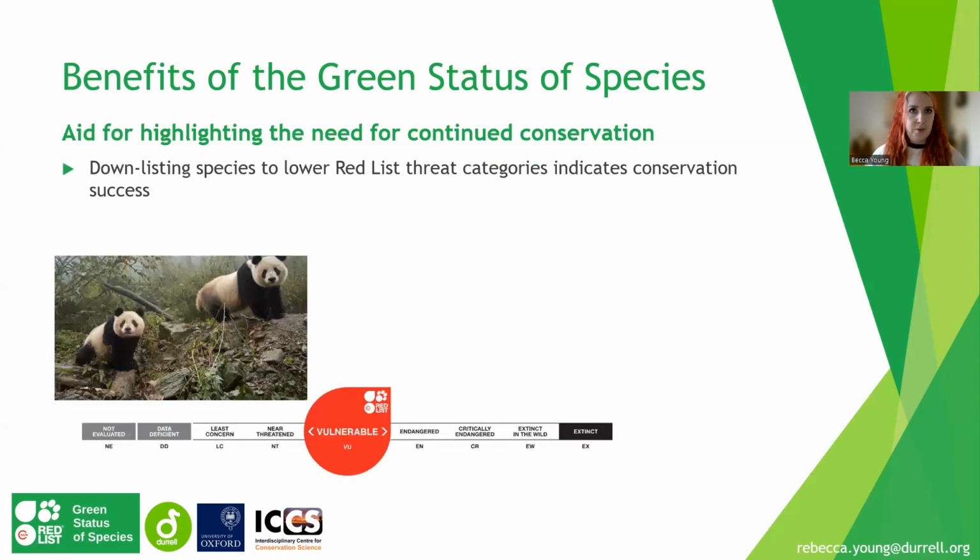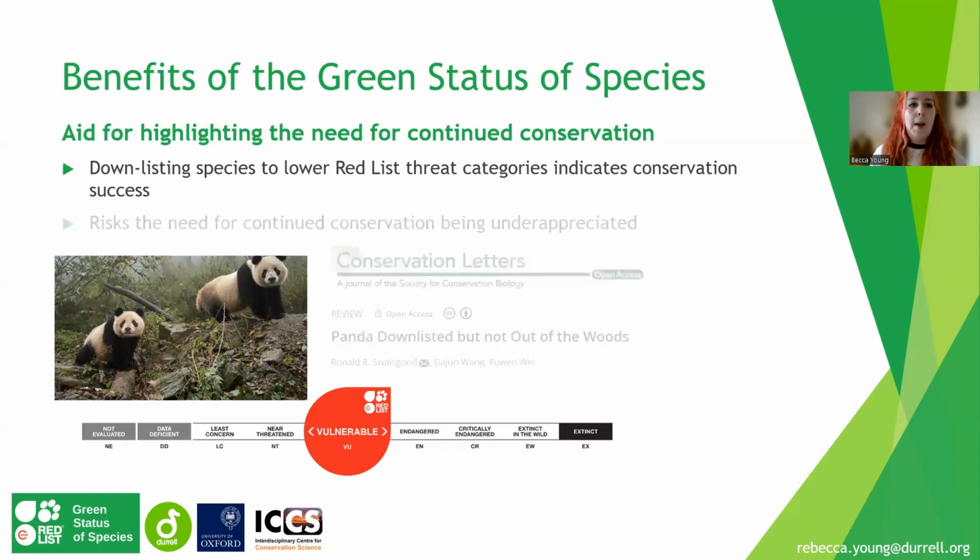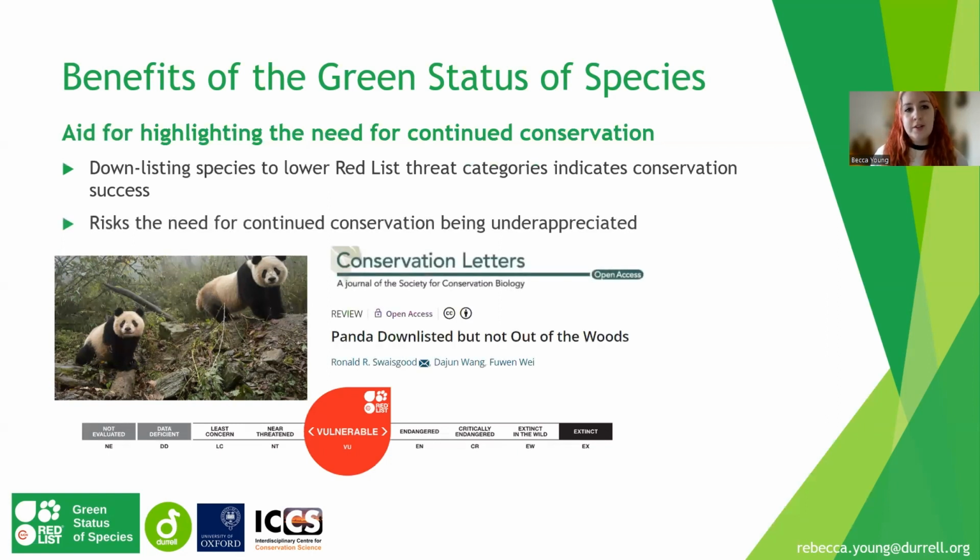So one thing that is really exciting in conservation is when we get to downlist something, when we get to see all of our work paying off. For example, the panda being downlisted to vulnerable. But there is a risk that the need for continued conservation might be unappreciated in this instance. So for example, the panda, it's not out of the woods, it still needs a lot of work. And this is where that conservation dependence metric can be really, really helpful in highlighting that, yes, we've come a long way, but if we stop now, we've still got a lot to lose.